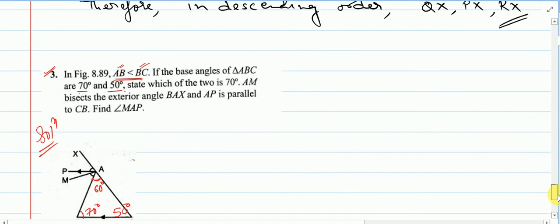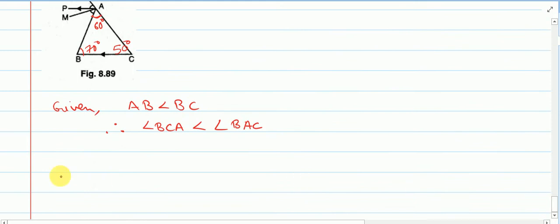Here it's saying state which of the two is 70 degree. So we got this angle ABC is 70 degree. So I can write angle ABC is equal to 70 degree.